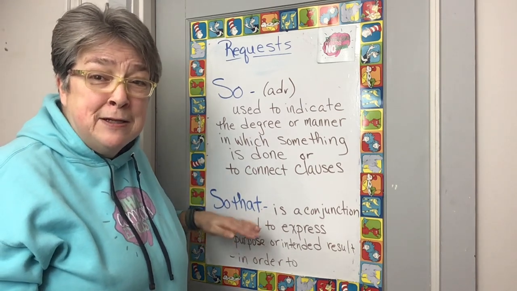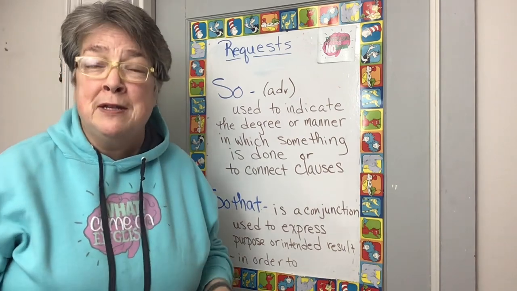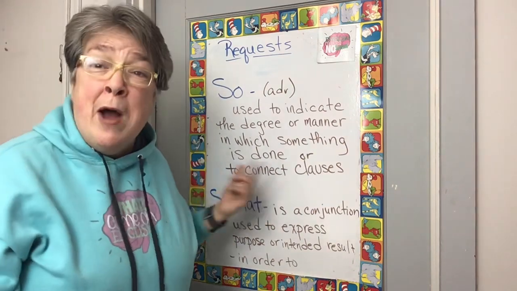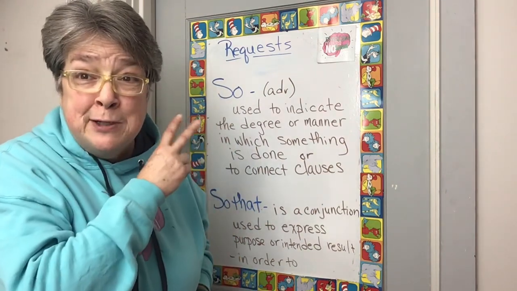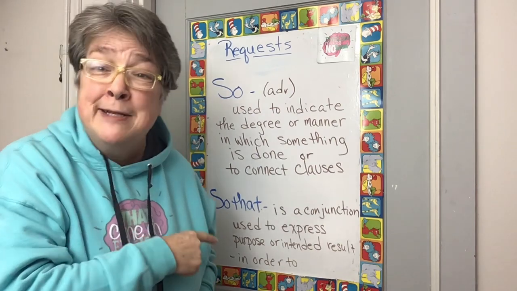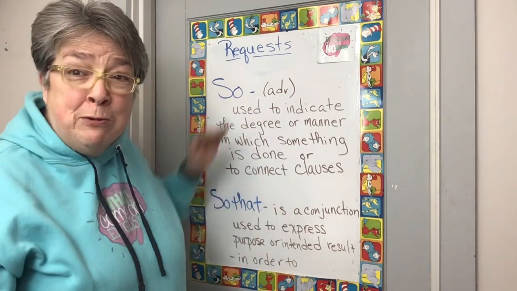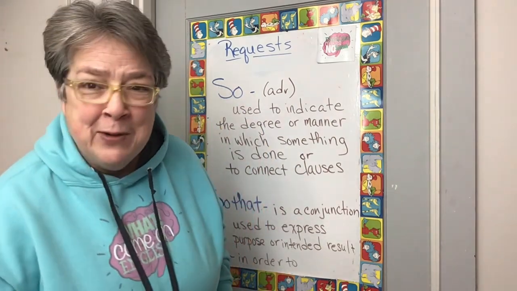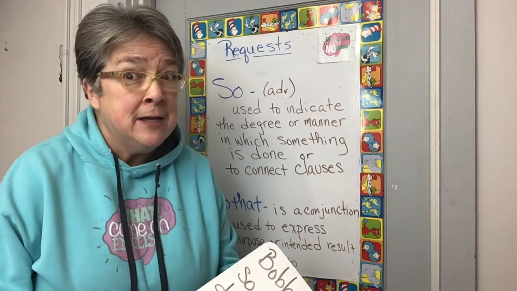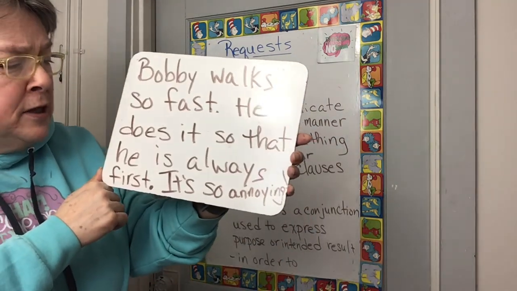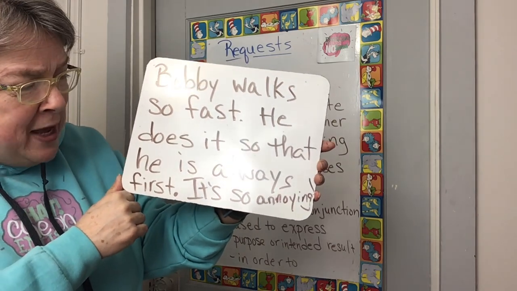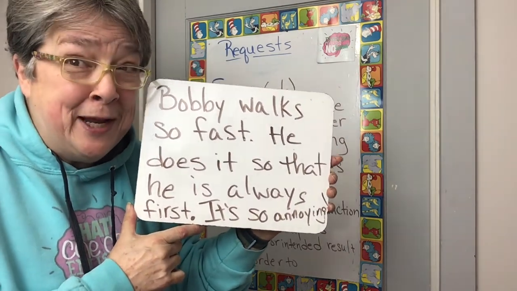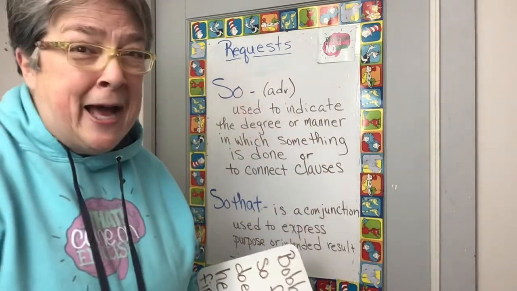Here, "so that" is a conjunction used to express purpose or intended result. Think of it as "in order to." So versus so that. Why do these two little words, one has only 2 letters and the other has only 6 letters and is 2 words, but has oh so much power? I don't know, but now you can read and understand these sentences, I hope. Bobby walks so fast. He does it so that he is always first. It's so annoying. Come on, English.